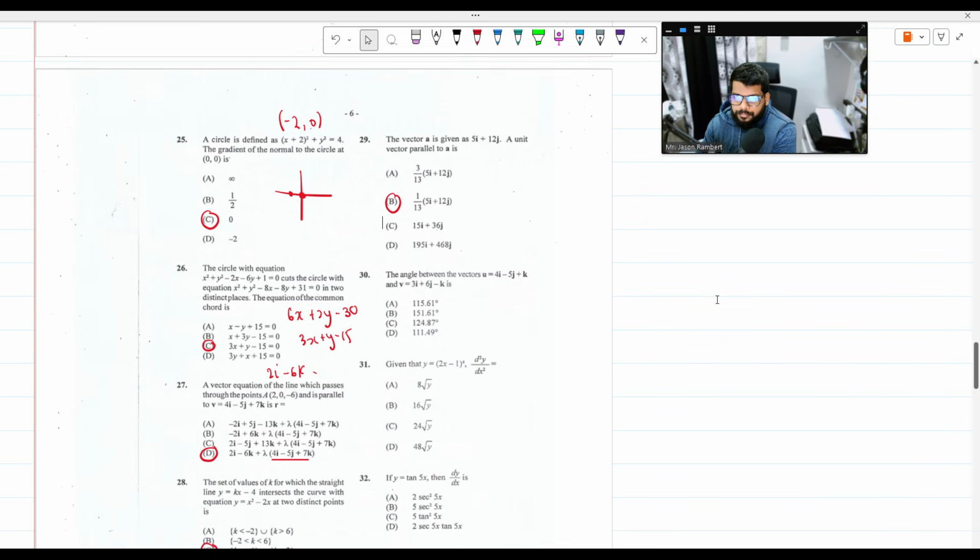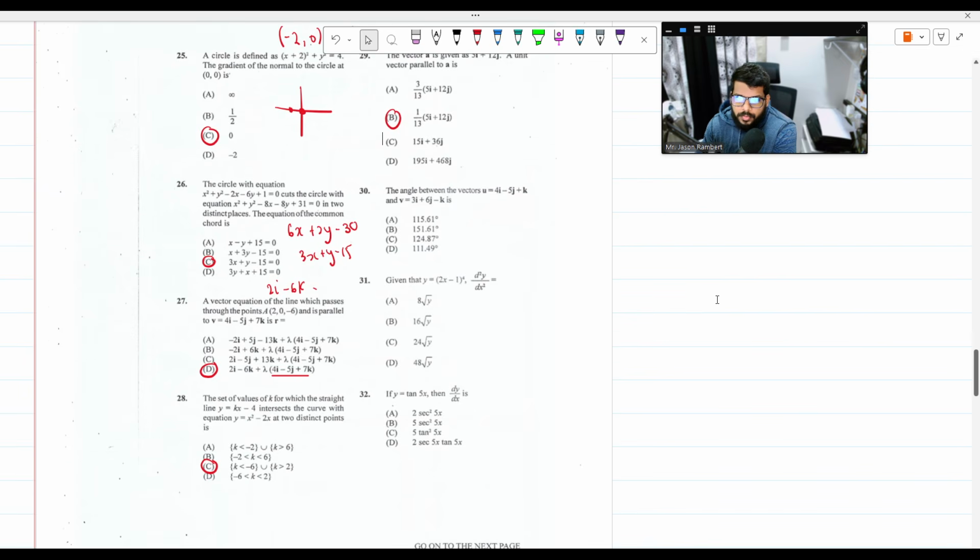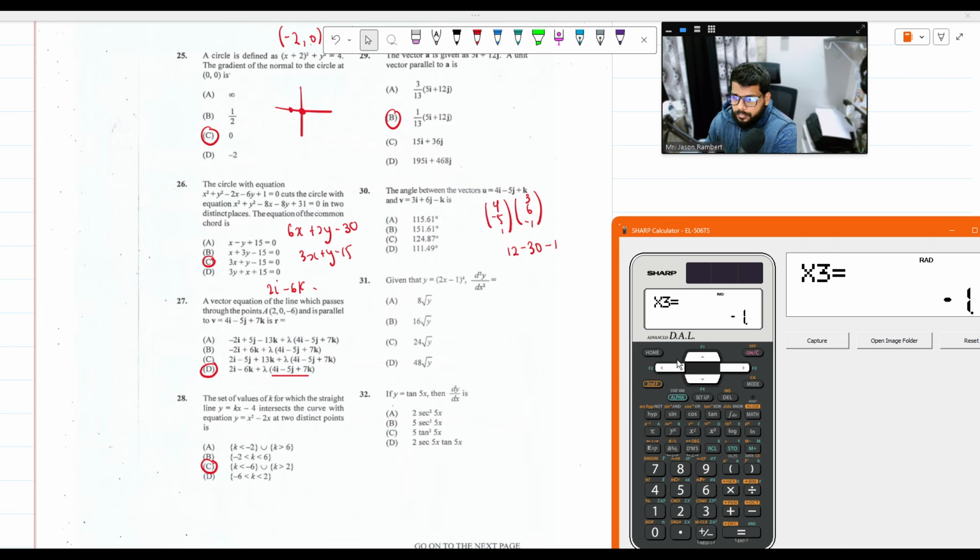That's a maths question. The angle between the vectors is, now they give the angle in degrees, so let me dot product it, calculate the magnitude of each vector and see what is seen, right? So minus 5, 1, dotted with 3, 6, minus 1, 12 minus 30 minus 1. I can't be too sure. I'm gonna check it on my calculator. 12 minus 30 minus 1 is minus 19.